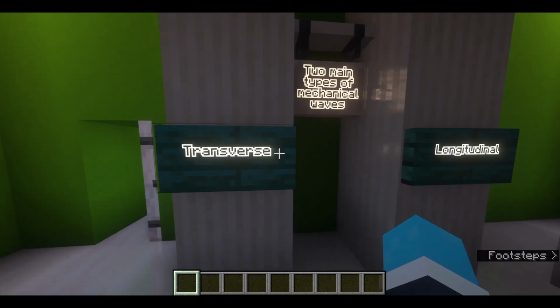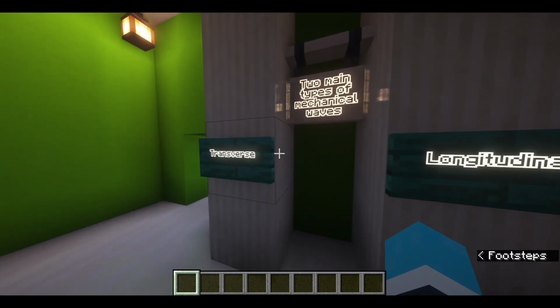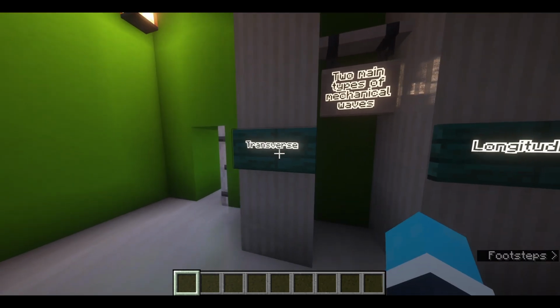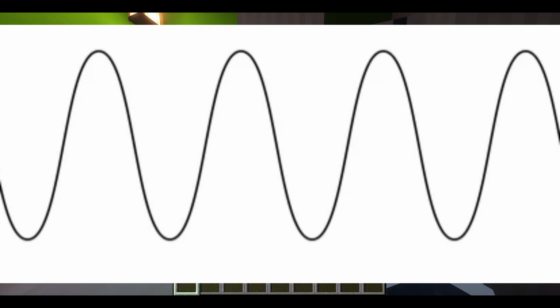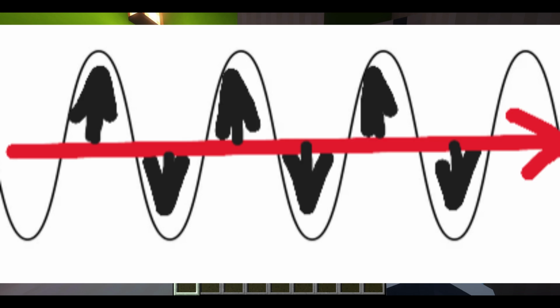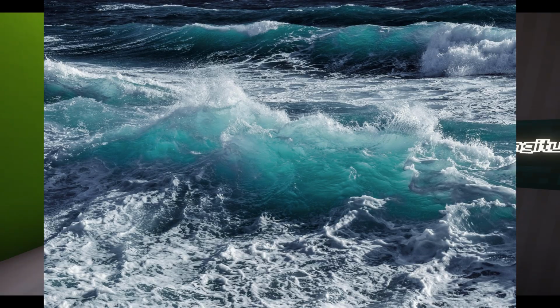transverse and longitudinal. You're most likely more familiar with transverse waves. They look like this. Now, they look like that because the wave is vibrating parallel to the direction the wave is traveling. The most common example would be the ocean.